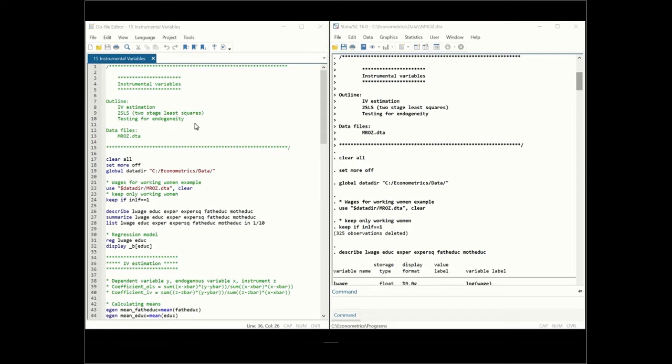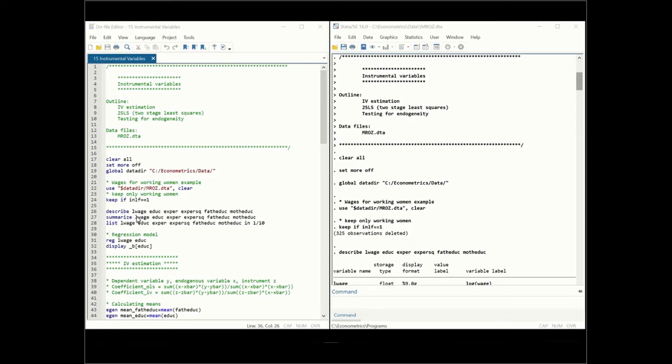We would be reading up this data set, MROZ.dta, and this is a data set on wages for working women. In order to proceed, we would only keep the working women here. So we would have keep if in labor force equals 1, meaning only the working women. And so let's describe, summarize, and list the data.